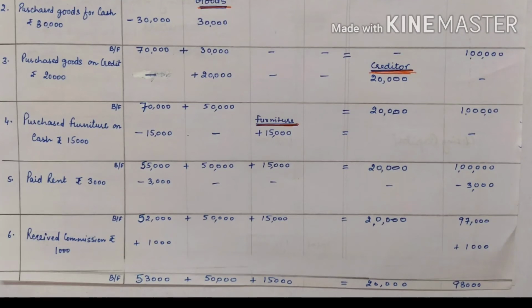Next is received commission. Here two accounts are created. One is commission in the form of income and the next one is cash as an asset. So it will have an impact on the accounting equation. Assets will be increased in the form of cash, so we add to cash. On the other hand, commission is created and added to the capital.